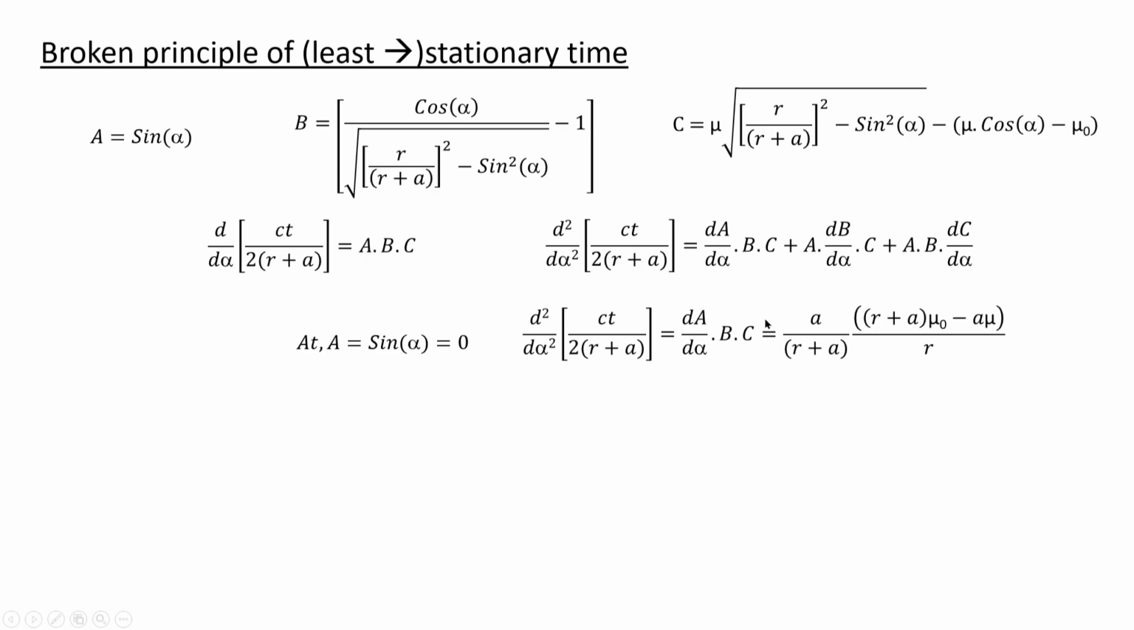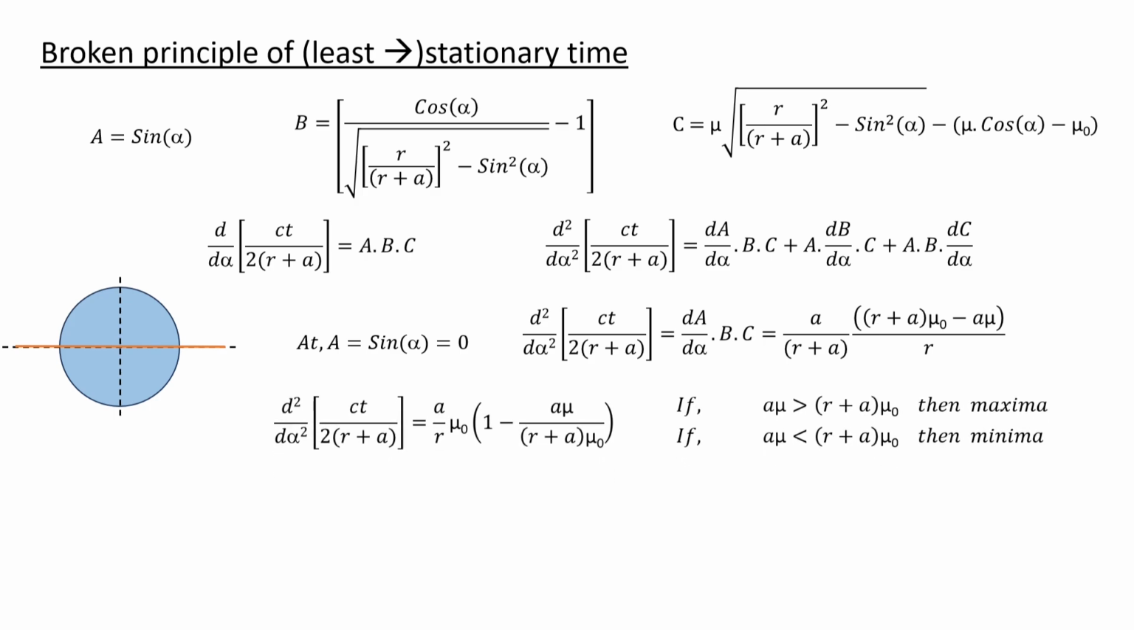So we end up with an expression like this, which evaluates into a by r plus a into whatever is written here. And this is the solution which is going right through the center of the circle, which is alpha equals 0. So on converting, this is the expression we get finally: d square by d alpha square equals a by r mu naught into 1 minus a mu by r plus a mu naught. In this case we know that the first derivative is 0, because alpha equals 0. The first derivative, d by d alpha of this time factor, is 0.